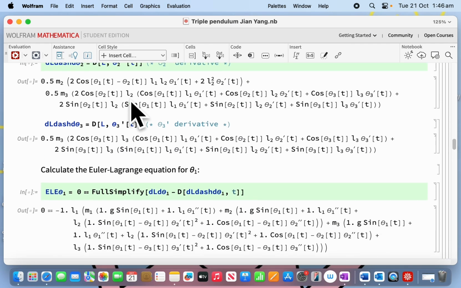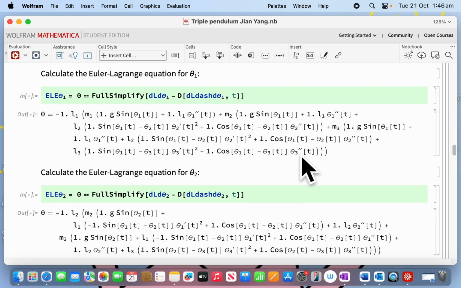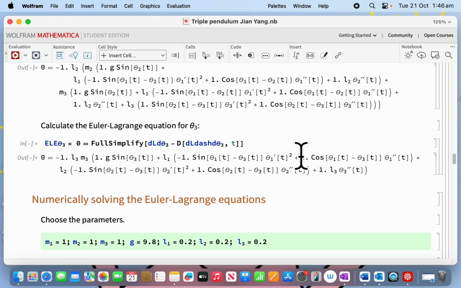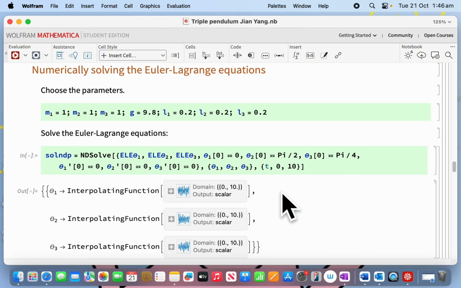So for each theta, I have the equation, and then I can calculate the Euler-Lagrange equation for theta 1, theta 2, and also theta 3. So then the second part has finished. Now we can put some real numbers in my formula, then use Mathematica to give me the graph. It's obvious and makes it easier to understand.